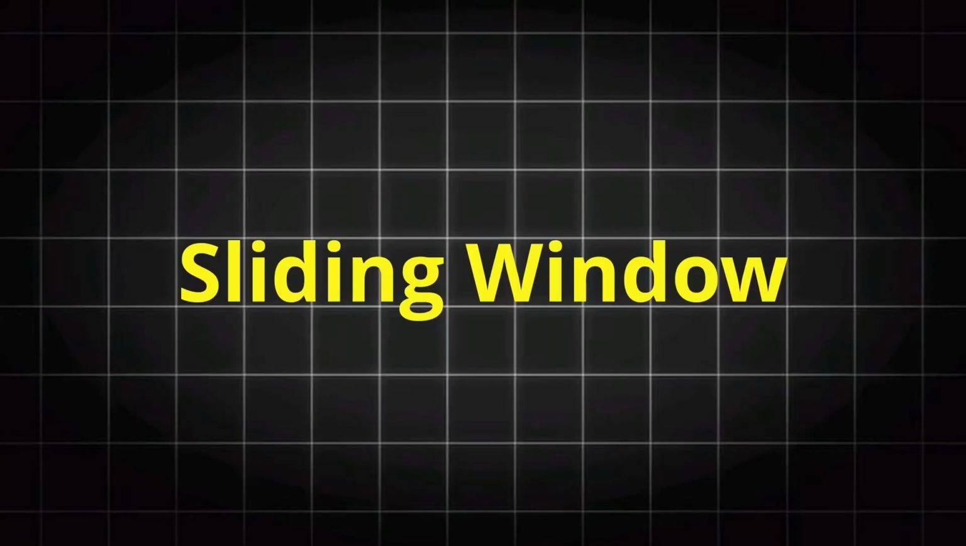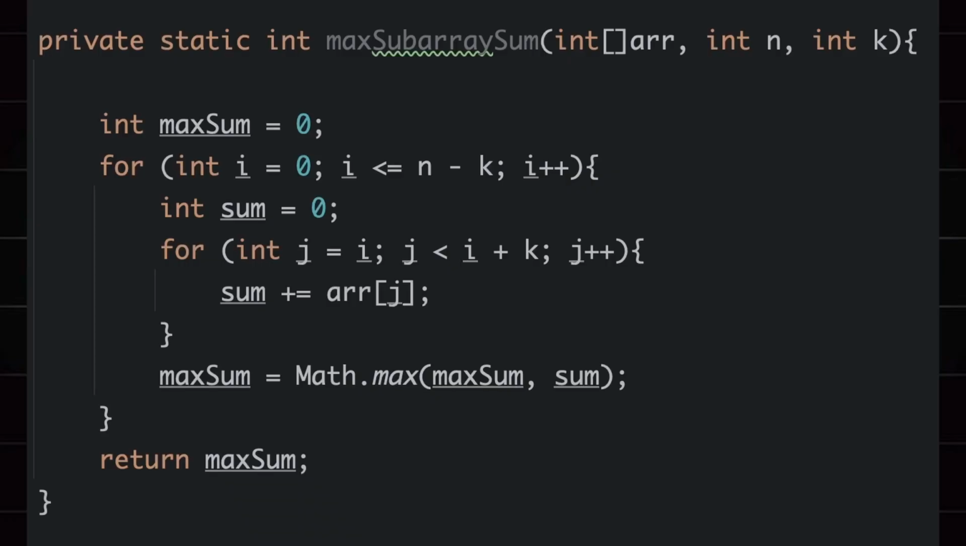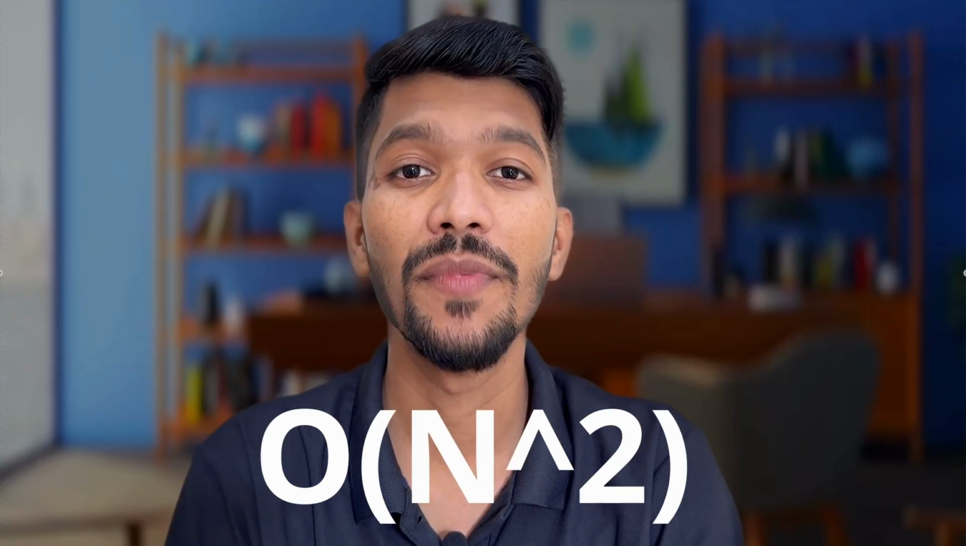Sliding window pattern. This type of pattern is mainly used to generate subarrays and substrings. Let's understand with a given example. Suppose you are given an array of integers and the size of a subarray k, and we need to find the subarray of size k with maximum sum. The brute force approach to solve this problem is to simply generate all possible subarrays and find the subarray of size k which gives us the maximum sum. This will take O(n^2).